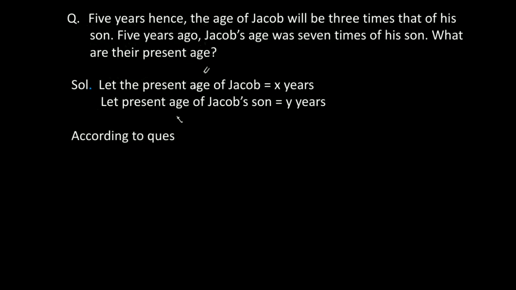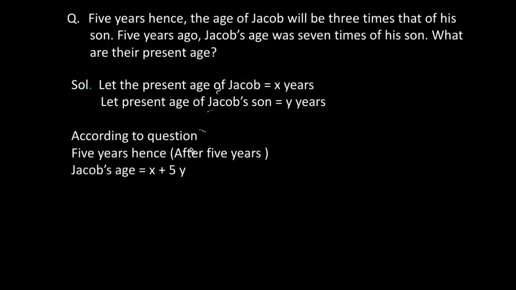Now according to the question, 5 years hence means after 5 years. After 5 years, Jacob's age equals x + 5, because the age of Jacob is x. So after 5 years, Jacob's age equals x + 5 years. Similarly, after 5 years, his son's age equals y + 5, because the age of his son is y. So after 5 years, his son's age is y + 5 years.